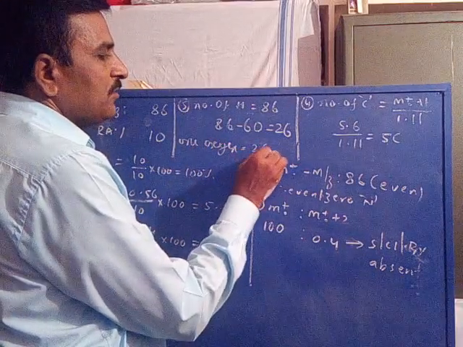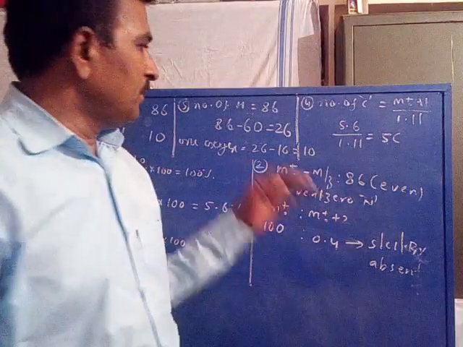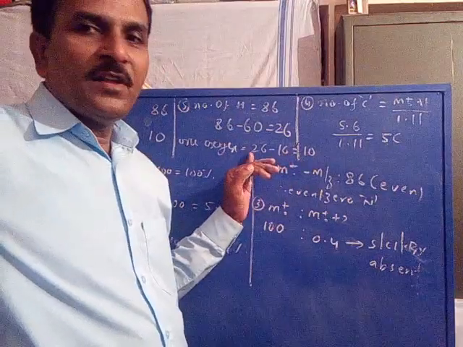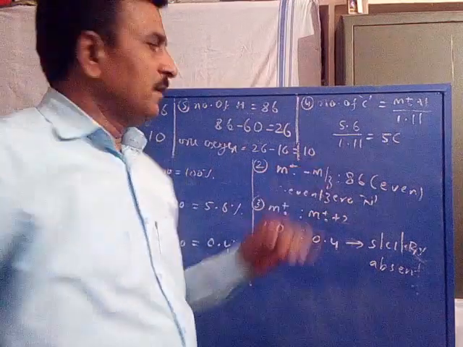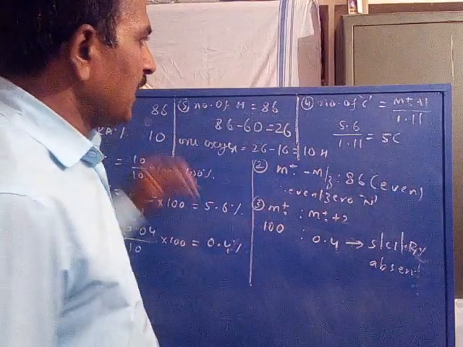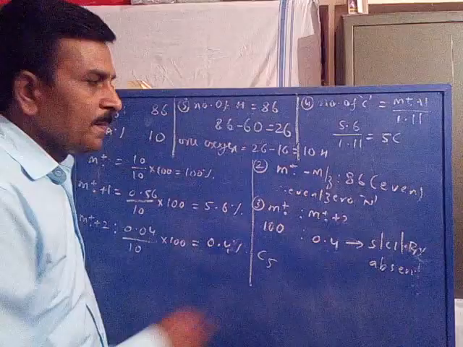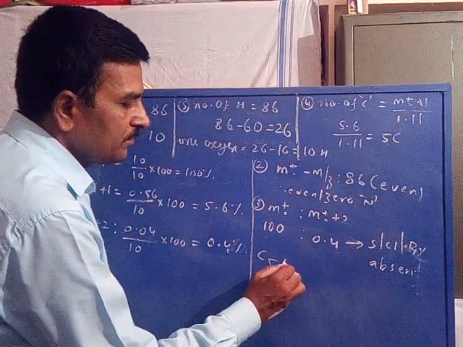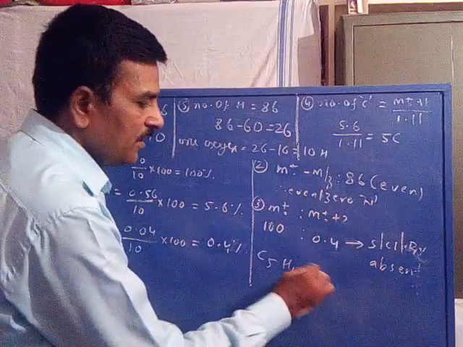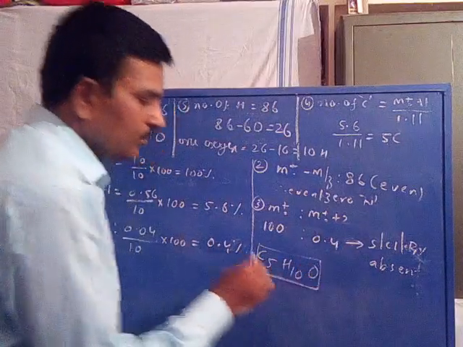Therefore 26 minus 16 is equal to 10. So after deleting the mass of the oxygen, that is 16, from 26, the leftover mass will be 10. Therefore there may be 10 hydrogens. Now according to the calculation, we have got 5 carbons, that is C5. We have got 10 hydrogens, C5H10. We have got one oxygen. So the molecular formula will be C5H10O.